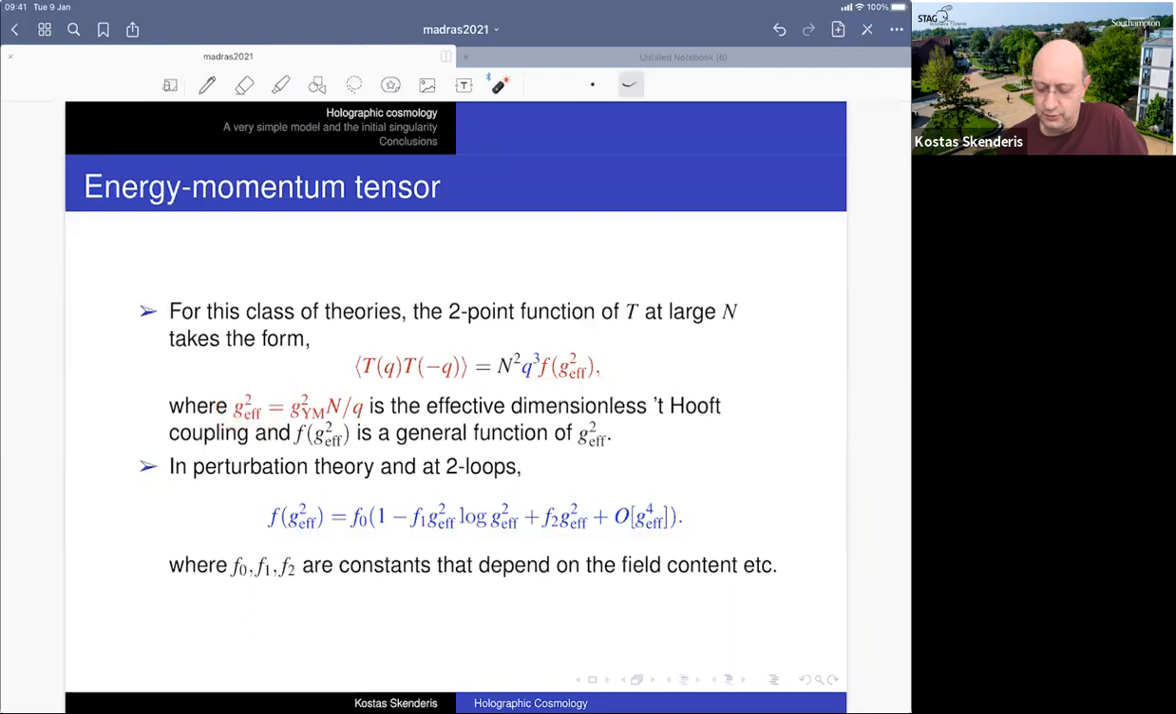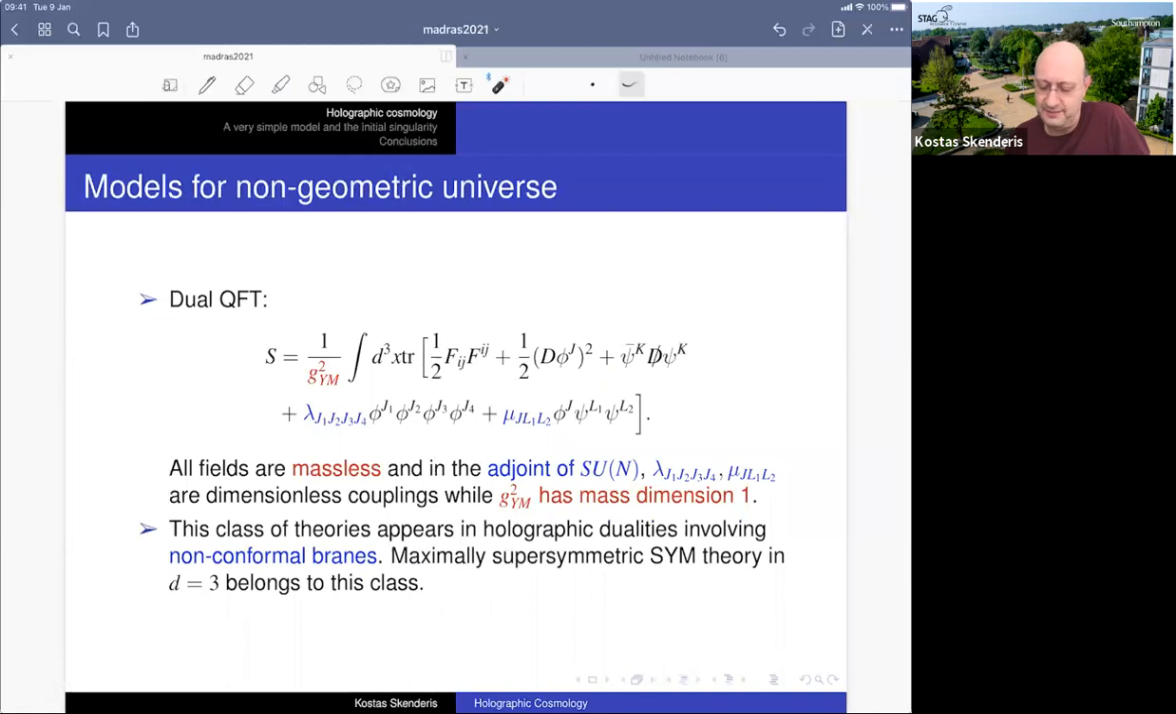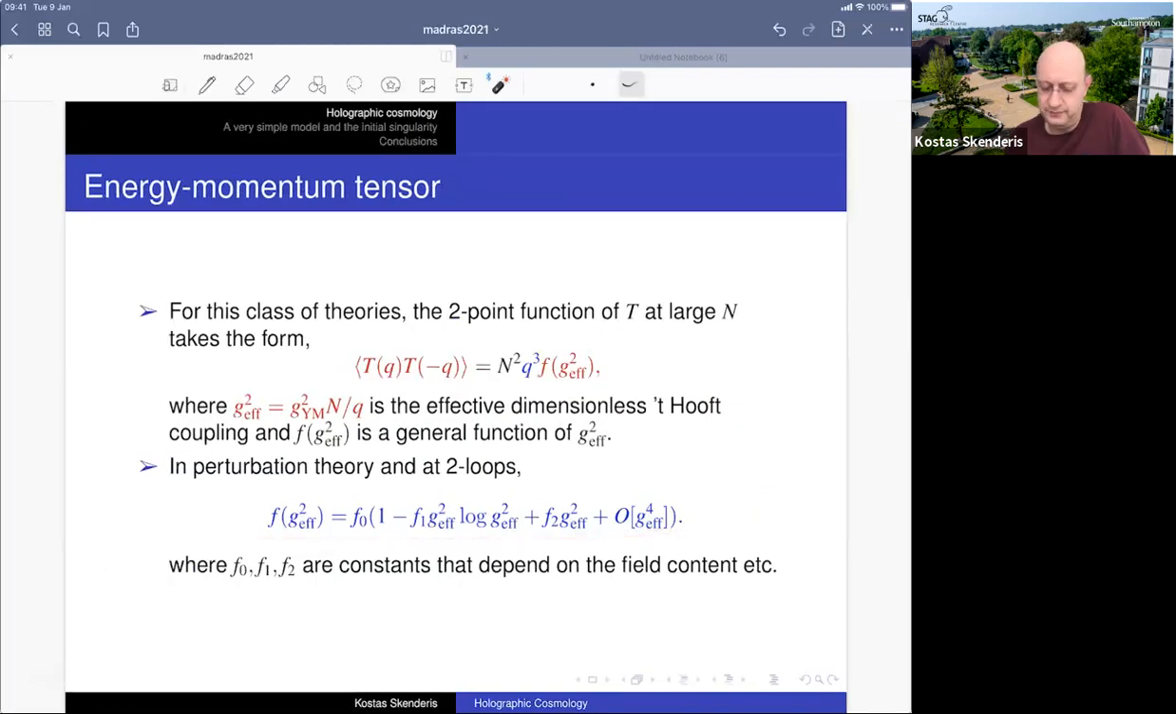So it starts at 1 loop. And then this F0, F1, and F2 are some constants that depend on the field content. To get a precise formula, that's a kind of a very painful computation, but okay, we've done it. So then this is the form of the 2-point function without doing any computation so far. Any specific theory, namely any theory that has specific number of vectors, specific number of scalars, and a specific number of fermions with specific lambdas and nus, would be of that form, but with now different F0, F1, and F2.